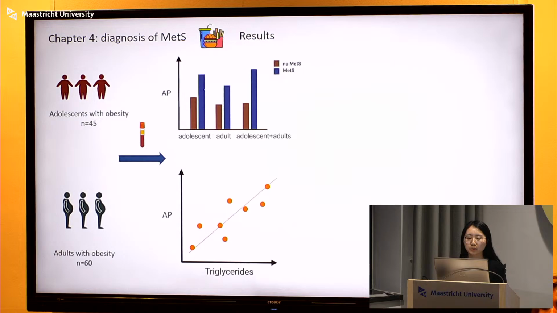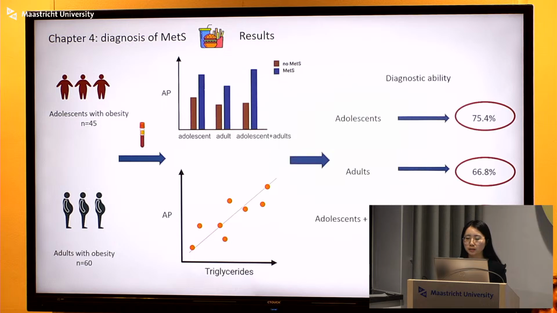Additionally, AP was strongly associated with triglycerides, which are lipids in the blood. Finally, we also tested the predictive ability of AP, and the result shows that plasma AP activity has the potential to detect metabolic syndrome.